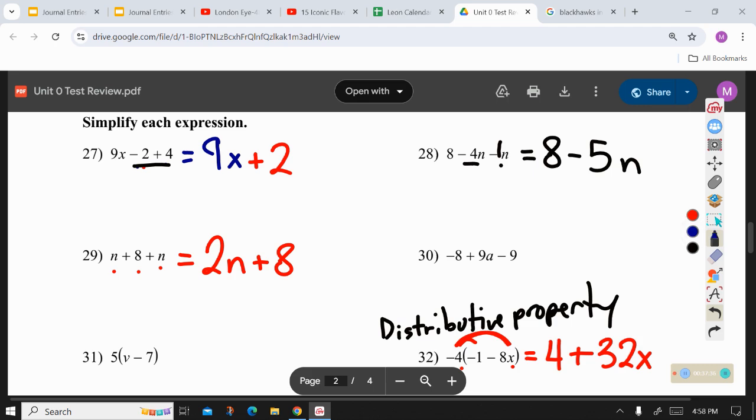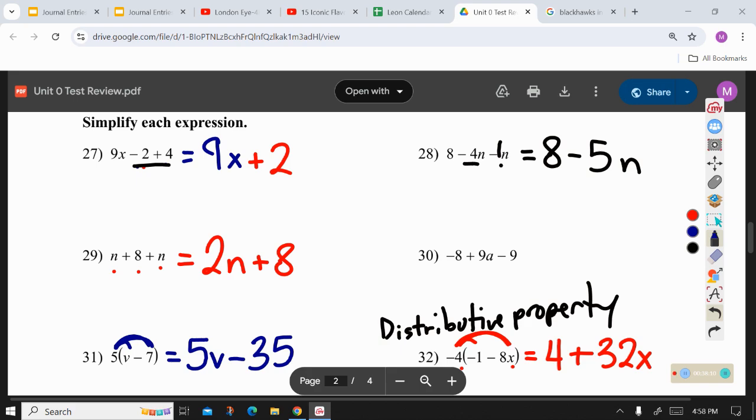Okay, so you try the same thing on this problem. Again, the distributive property tells us I have to multiply this 5 by both of these things. Okay, so 5 times v would give us 5v. Okay, what's the second term going to be? It's going to be a positive 5 times a negative 7. So a positive times a negative is a negative. Okay, and 5 times 7 is 35, so we have negative 35.